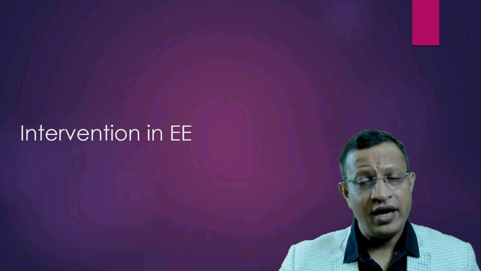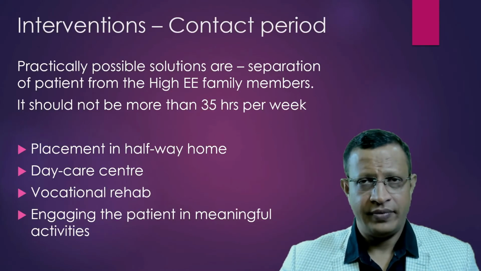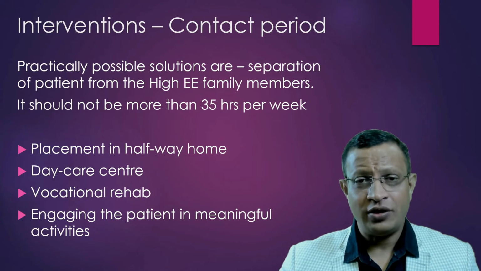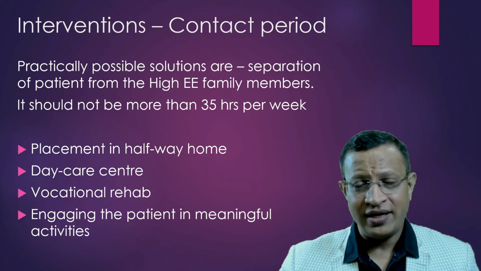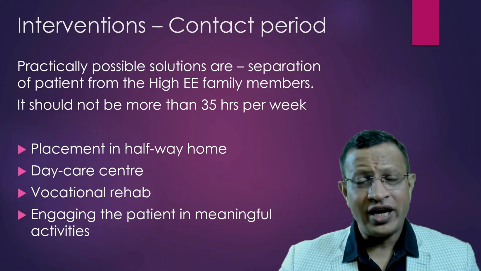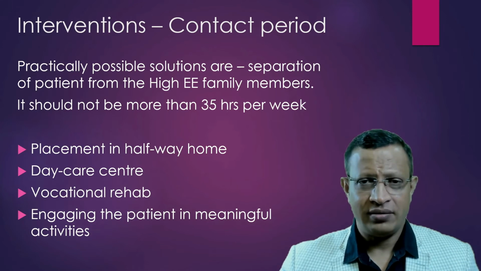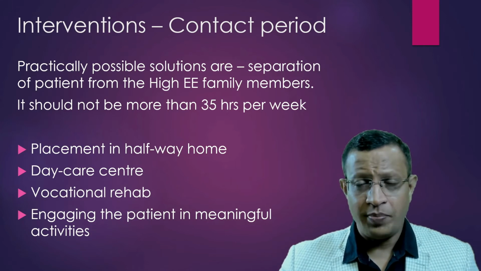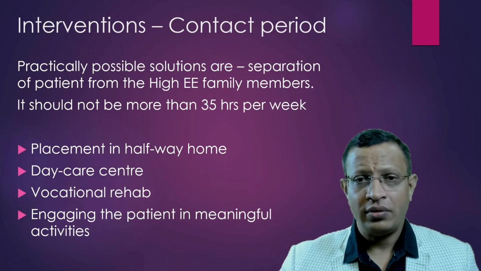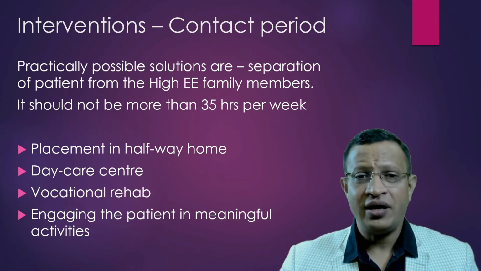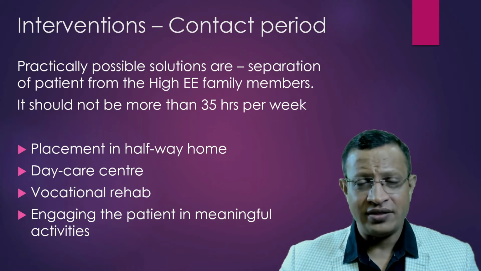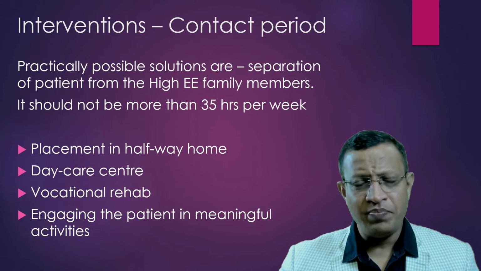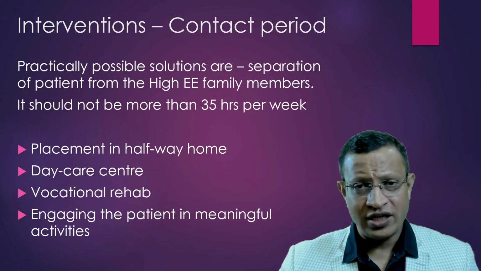Let's look into the intervention in expressed emotion. First and foremost, a practical tip is to reduce the contact period between the persons with mental illness and the caregiver in whom there is a high expressed emotion. The contact period should not be more than 35 hours per week. Then, how to manage this? The patient can be placed in a halfway home or a daycare center, occasional rehabilitation, engaging the patient in meaningful activities so that the contact between the person with mental illness and the high expressed emotion caregiver should be reduced. This is the simplest and a practical way to reduce the expressed emotion.